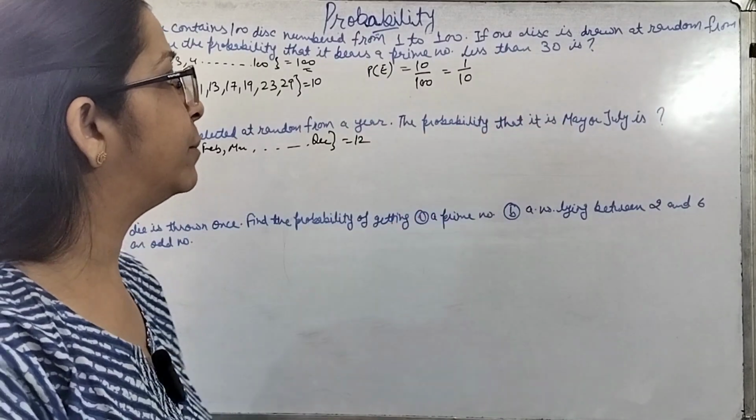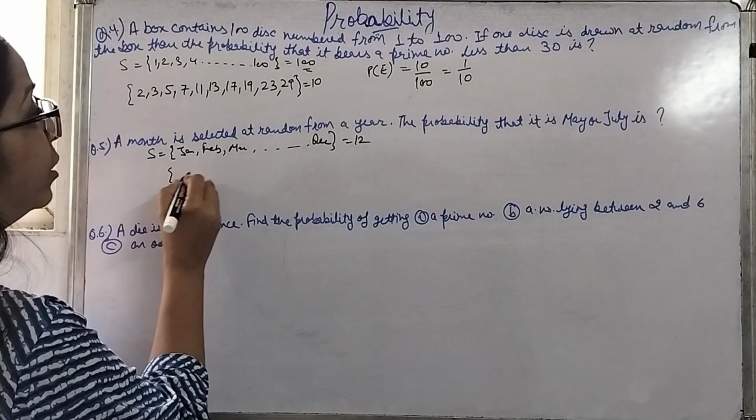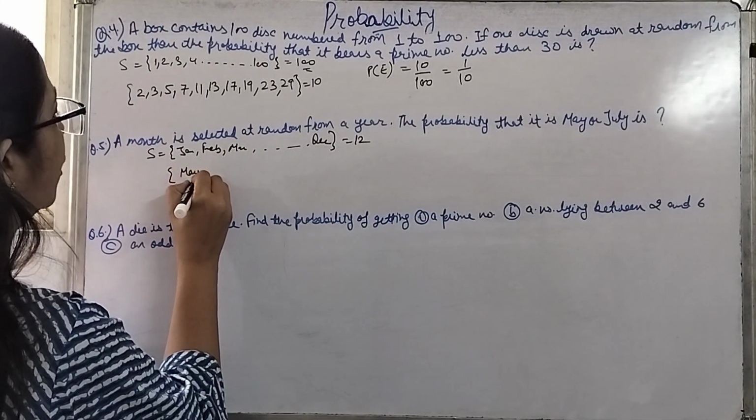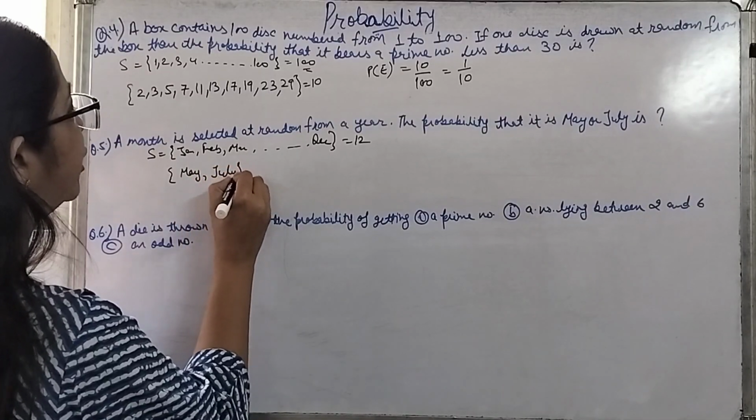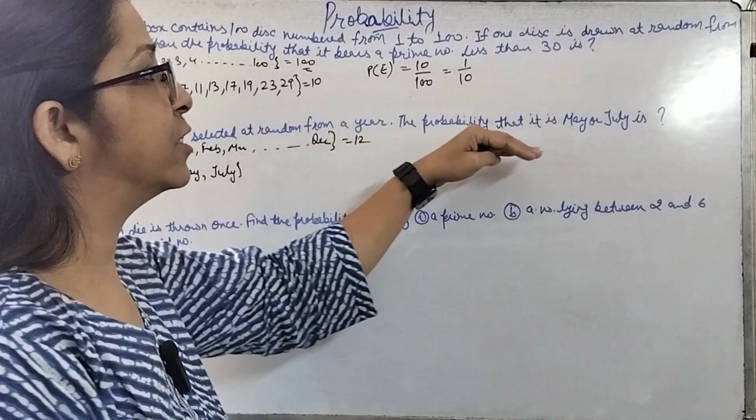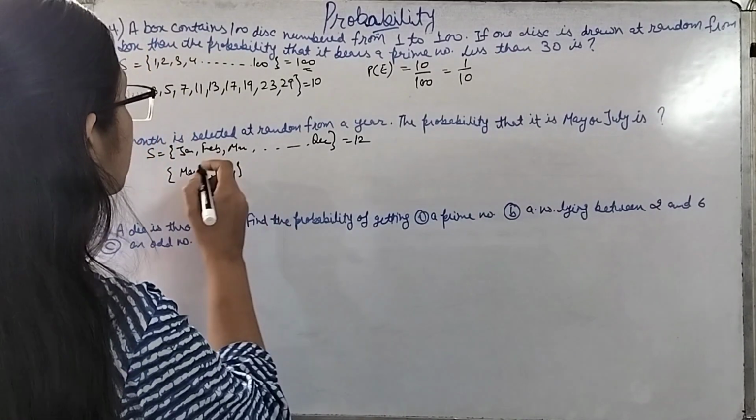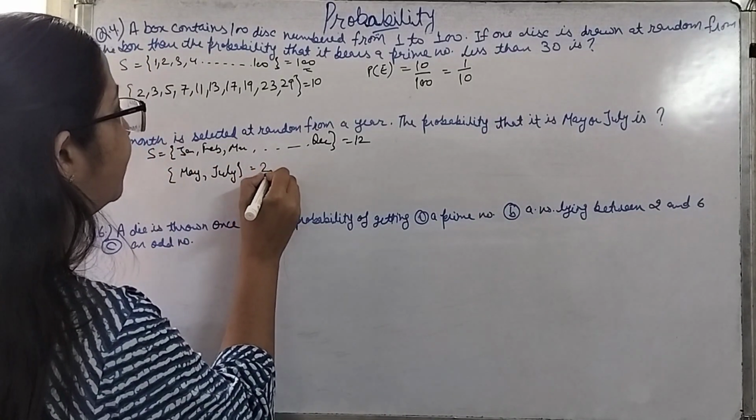Now what are the favorable months? The favorable conditions are either May or July. If either of these 2 months is selected, it is a favorable condition for us. That means total favorable outcomes are 2.